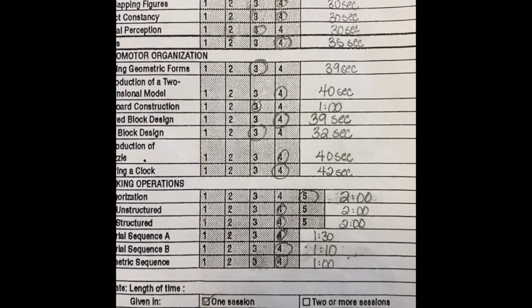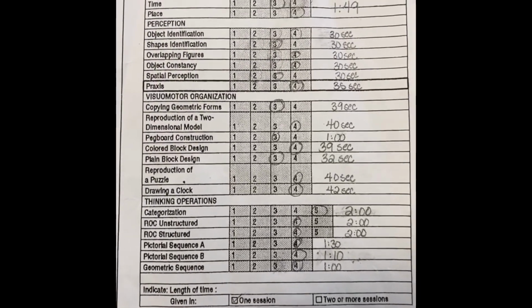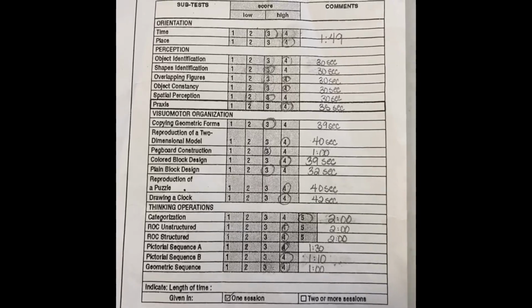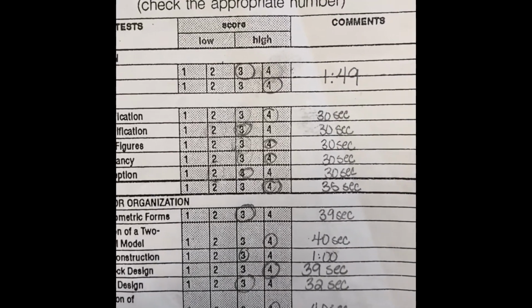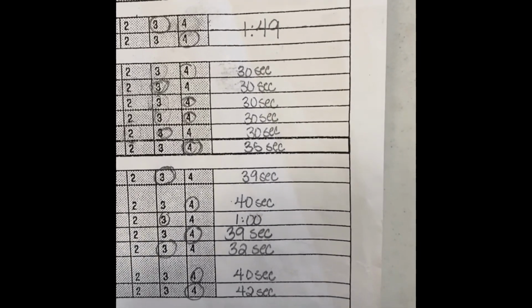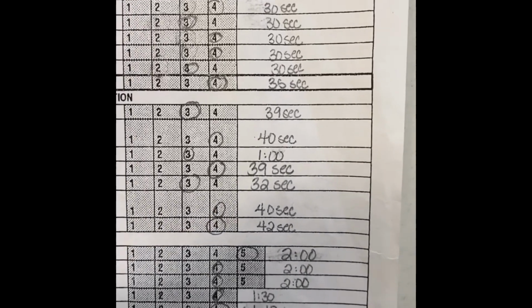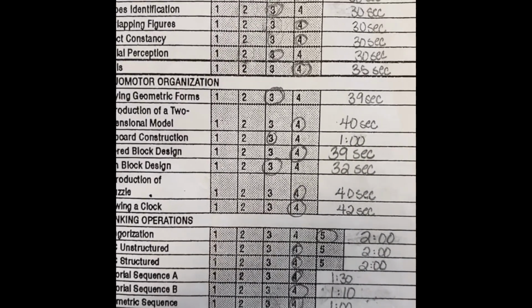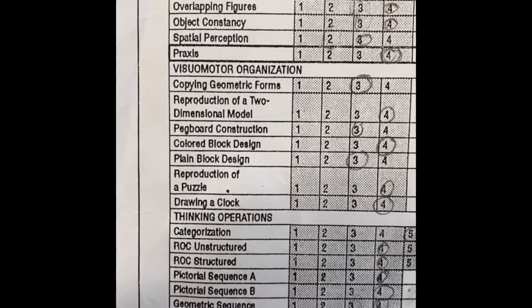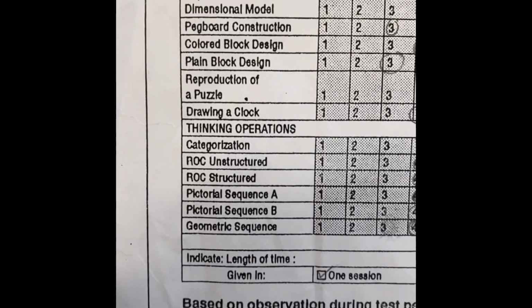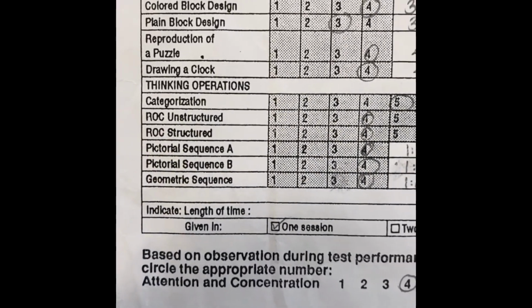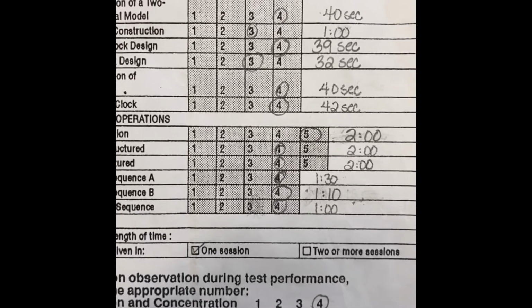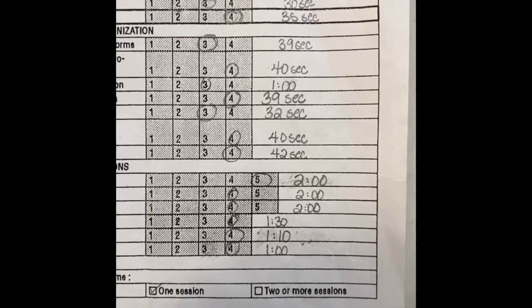He completed the colored block test within 39 seconds, receiving a score of 4, and completed the plain block test within 32 seconds, receiving a score of 3. The individual finished the categorization assessment in 2 minutes and received a score of 5. After each test has been administered, you total up each amount of time taken for each test and document it at the bottom of the scoring sheet. The administrator will also record the individual's attention and concentration scale on a scale of 1 to 4.